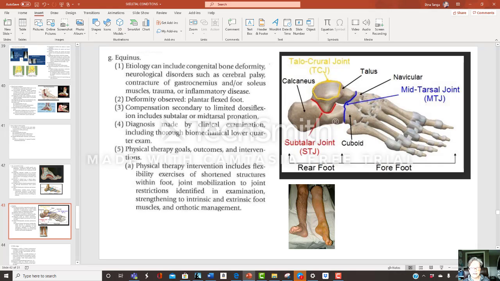Okay, so deformity observed would be a plantar flexed foot, right here. And compensation secondary to limited dorsiflexion includes subtalar or mid-tarsal pronation.